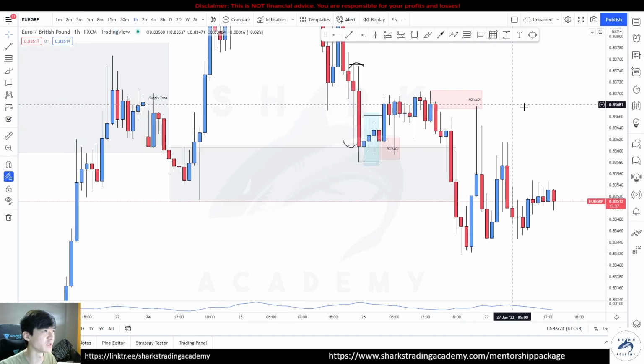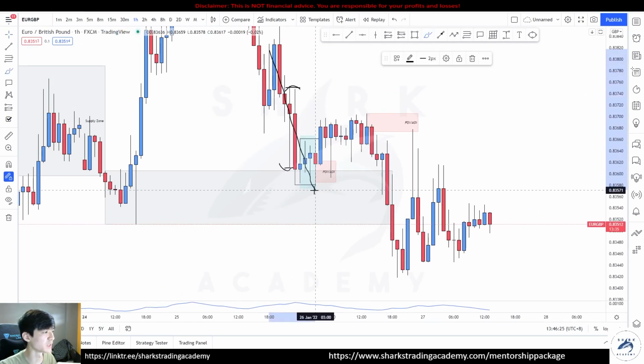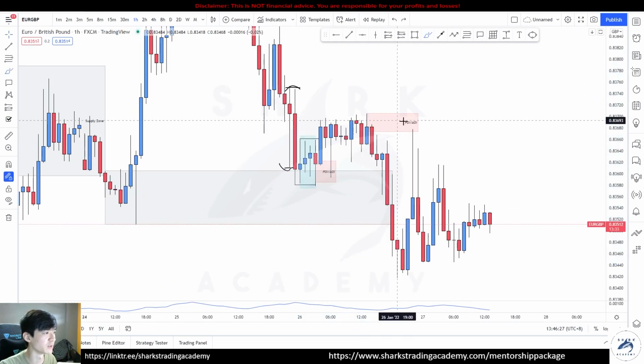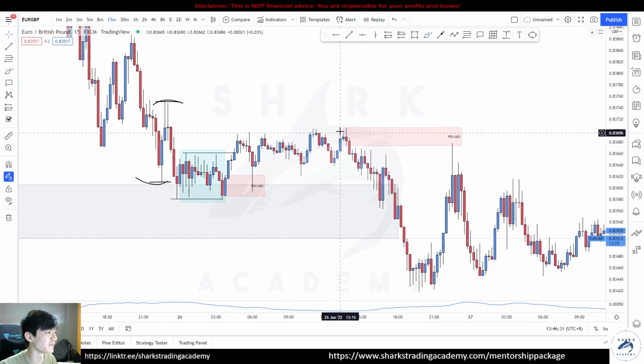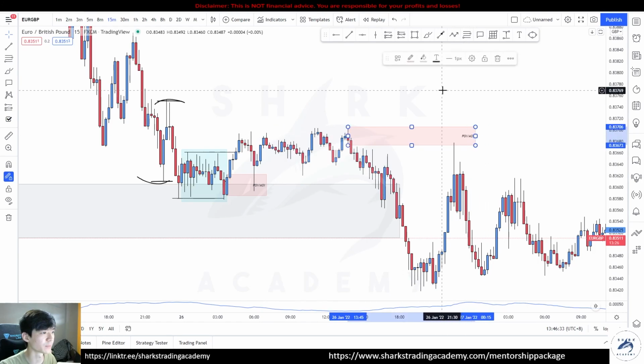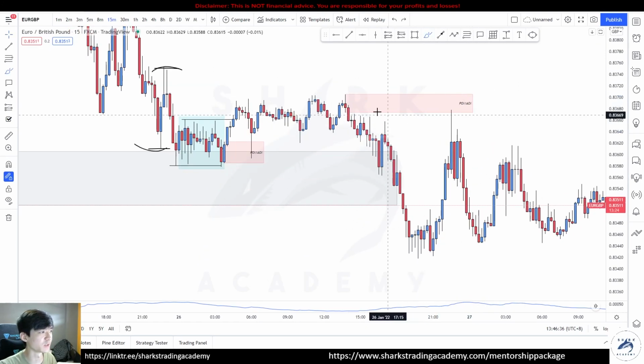Okay, so can you see where's the reaction point? Taps in, reacts, breaks structure, supply zone inside of here. I think this was a low time frame, 15-minute supply. Okay, now we are looking for sells. We have the 15 minutes or the 1 hour in our favor.